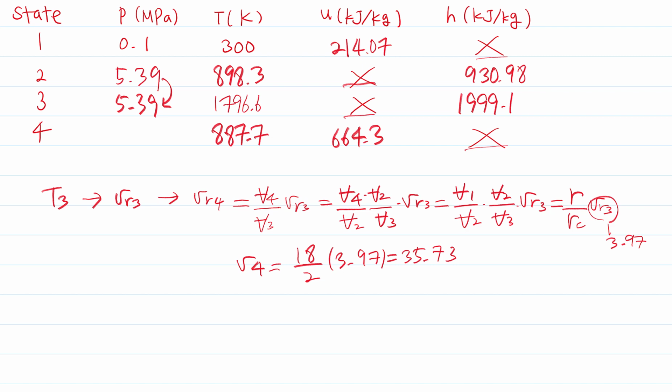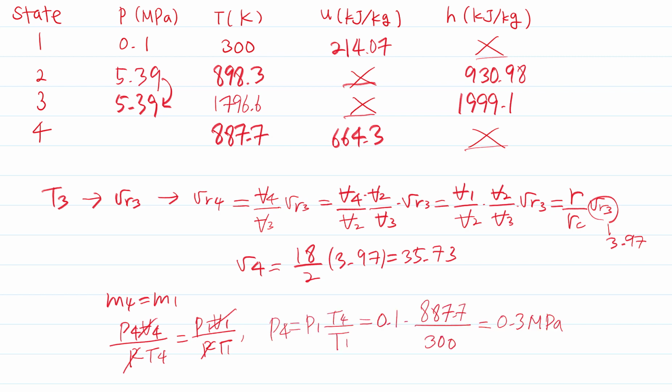Mass remains constant during the process. Using the ideal gas law, for the constant volume process, R cancels out. The pressure at state 4 is 0.3 megapascal.